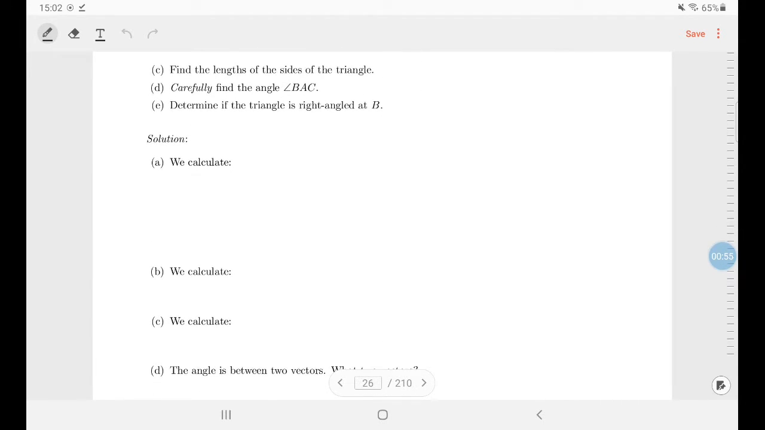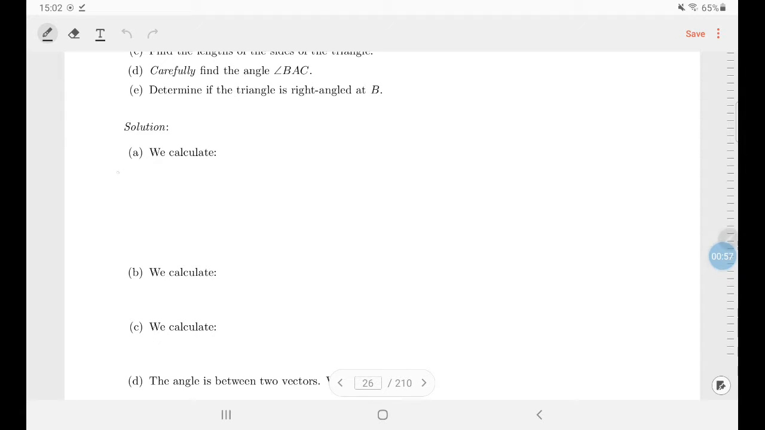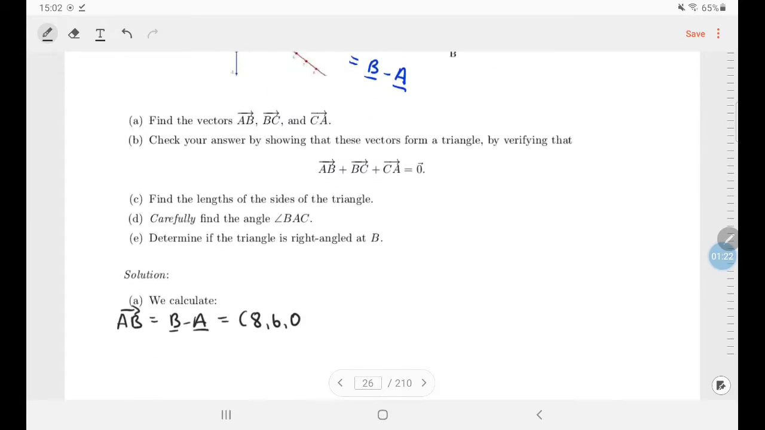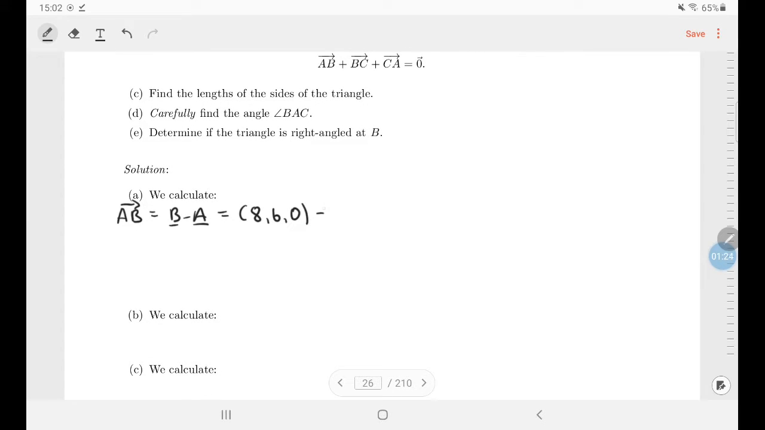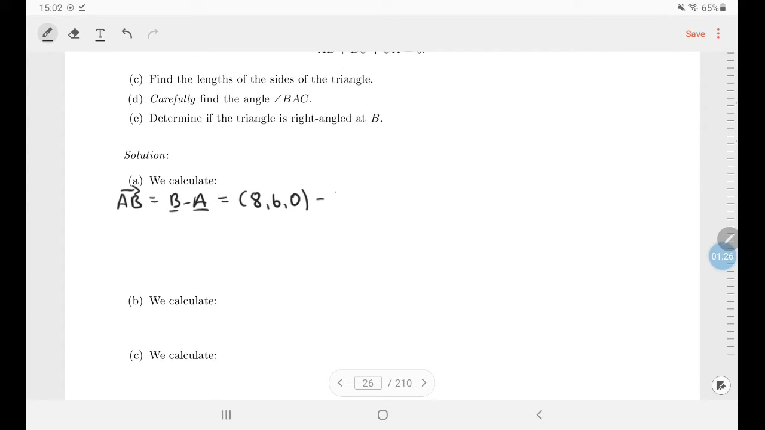So the vector from A to B is equal to point B minus point A. The reason I write the lines underneath is to signify that they're not just numbers, they're actually a list of numbers, so they're points. So I get 8, 6, 0. If you have the manual in front of you, you'll be able to see that. Minus A, which is 2, 1, 0.